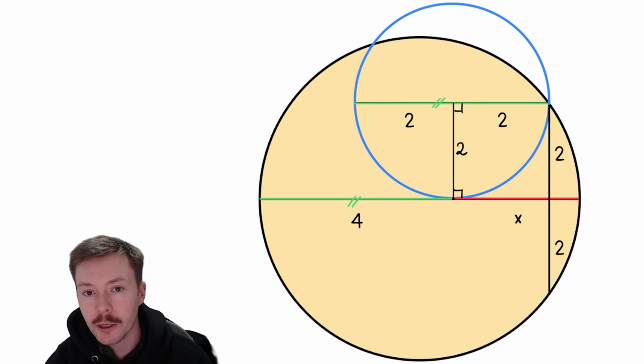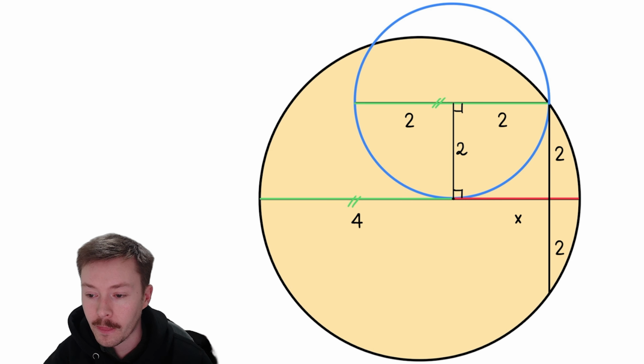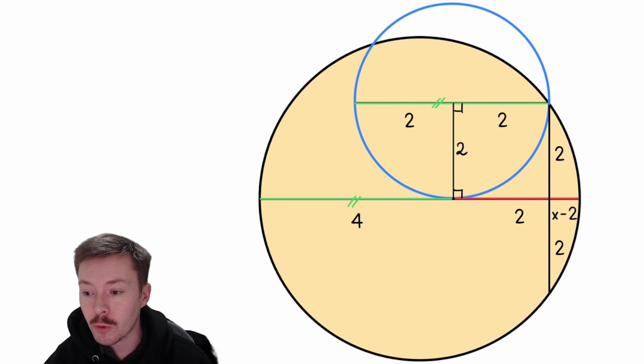Now from there, I know that this is 2, so I know that this section of the red line, from where those black lines cross the red line to the left hand side of that red line, has to be a length of 2 as well, which means that the smaller part to the right has to be x minus 2, because you've taken away your 2 from the full length of that red line, which is x.